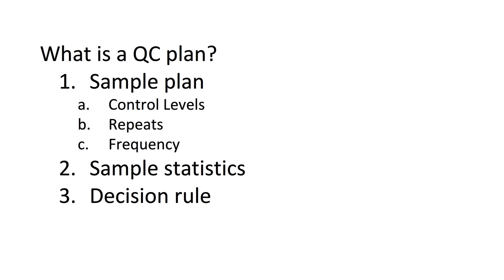Drilling down, let's look at what goes into a sample plan. Well, the sample plan has three elements. It's the number of control levels that you choose, the number of repeats at each level. In lab medicine, we usually use a single control at each level, but we could certainly use more. And then the frequency of sampling: once a day, every batch, every other batch, and so forth. The point is there's a vast number of possibilities. And this is constrained somewhat by regulatory requirements, but the number of possible plans is still very big. So controls cost money, and so each sampling plan implies some sort of cost associated with that plan.